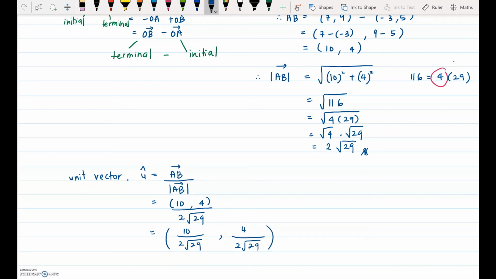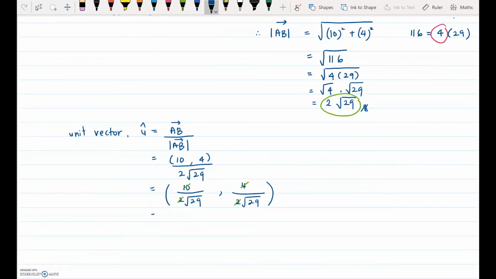So this is why we need to simplify the square root, because basically you can simplify it for other things that we want to find. Let's say here we have the unit vector. When you simplify, you will have 5 over square root 29 and 2 over square root 29. So this is for the unit vector.